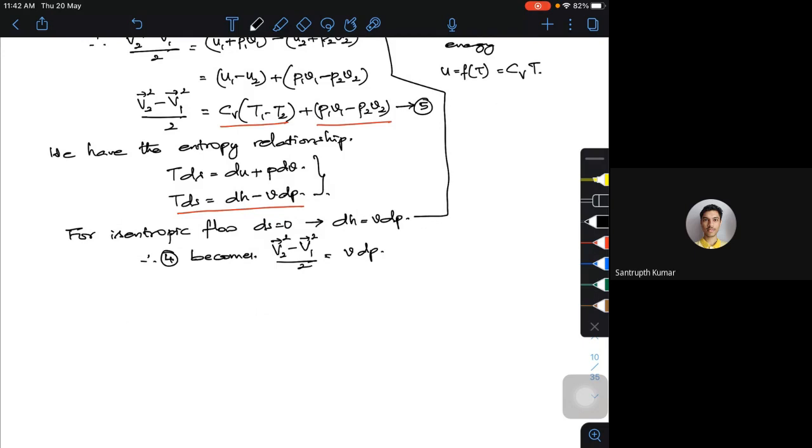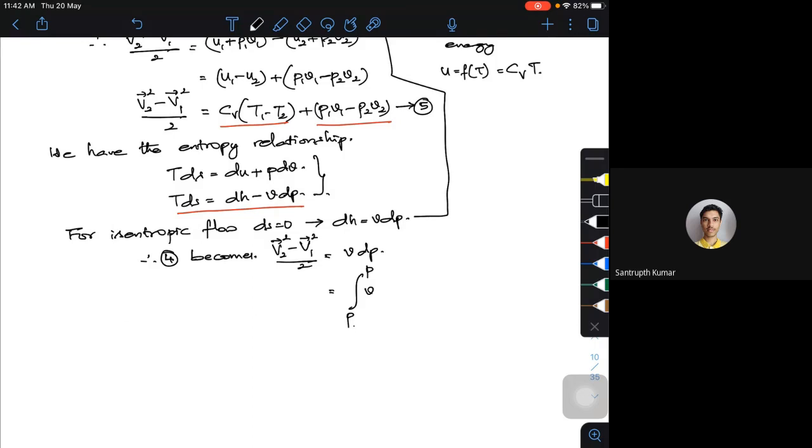Now, what is it actually? VDP means there should be some limit on the pressure. I can write VDP as an integral from some lower limit of the pressure to a higher limit of the pressure. Whether it is from P1 to P2 or P2 to P1, I should be able to clearly tell. So if I have my lower pressure as P1 and higher pressure as P2, I should be able to write it.